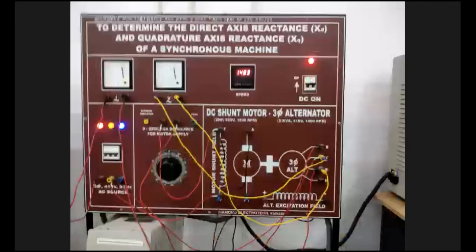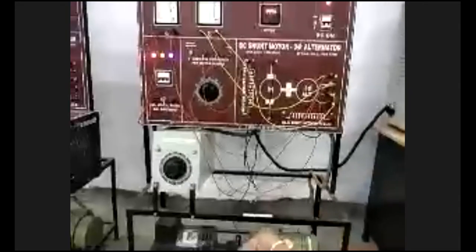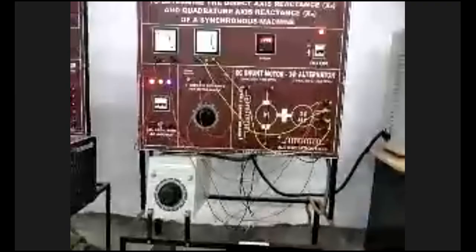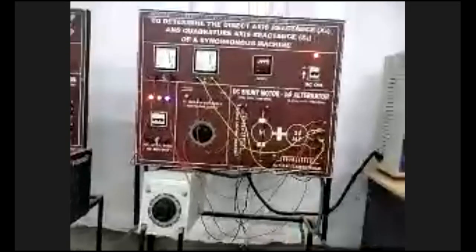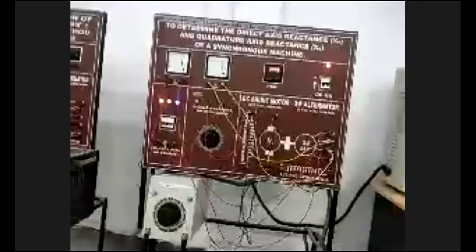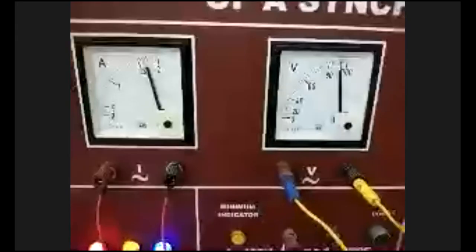and also, if we apply a 20 to 30% supply to the stator of the synchronous machine, then we can determine the direct axis and the quadrature axis reactance of the synchronous machine with the help of this. Okay, we show the deflection here.